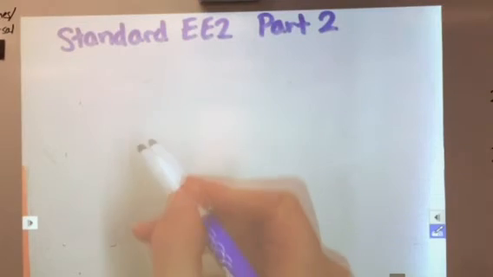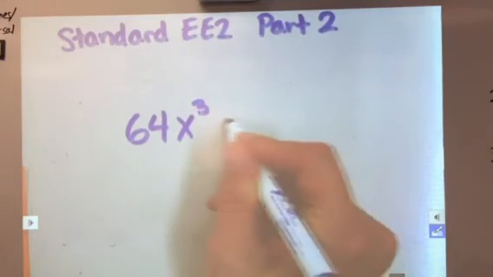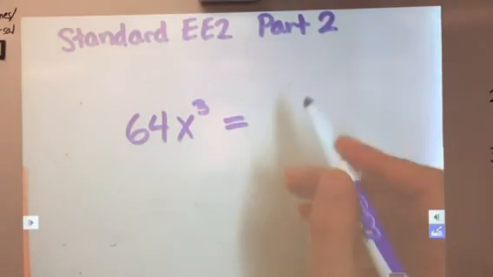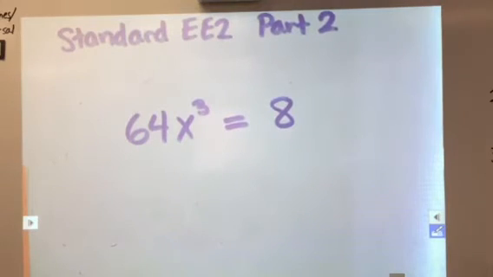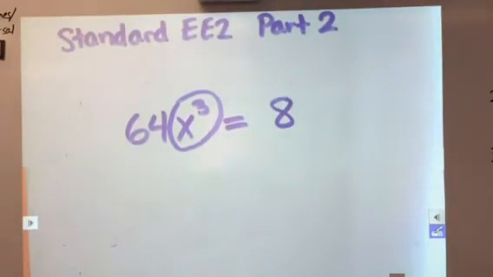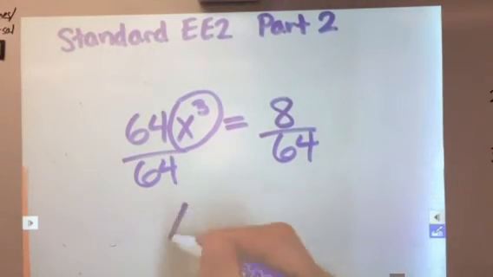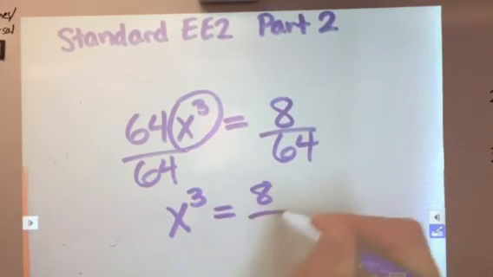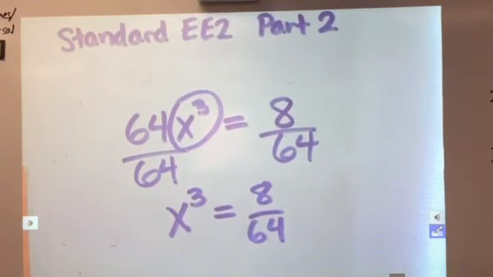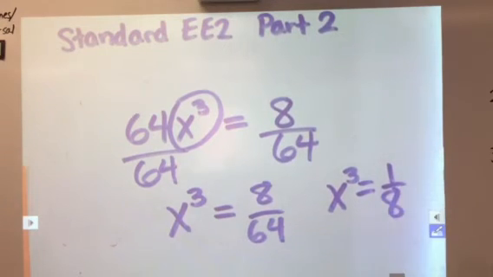Another example, if we have 64x cubed equals 8. To get x cubed by itself, which is always my first step, I'm going to divide both sides by 64. I'm left with x cubed equals 8 over 64. I can leave it like that, or I can simplify to x cubed equals 1 over 8.